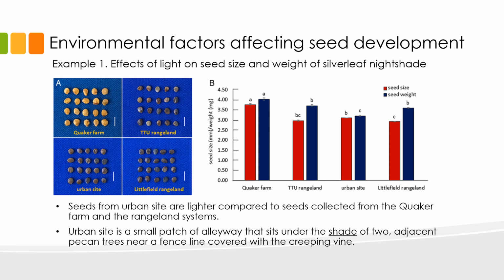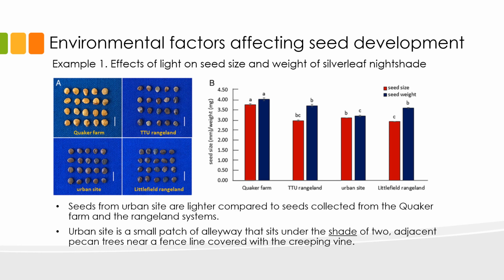Examination of the general ecologies of the mother plant from which the seeds were harvested showed that the urban site constitutes a small patch of alleyway located under the shade of 2 adjacent pecan trees near a fence line covered with creeping vine. So you can imagine that silverleaf nightshade plants in this site need to compete with the pecan trees and the creeping vine not only for water and nutrients, but also for light.